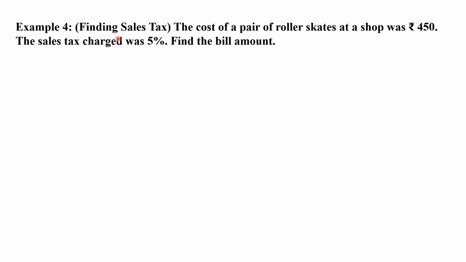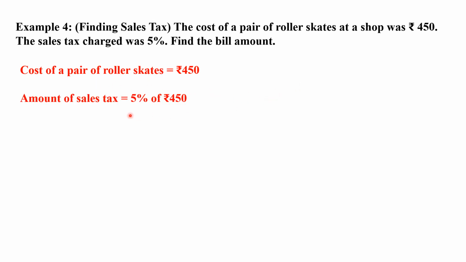Whenever you are finding the sales tax, that value will get added to the original cost of the item. So first we will find out the amount of tax which we have to add to the original cost of the item. The cost of the pair of roller skates is 450 rupees and the amount of sales tax is 5% of 450 rupees. When I solve it, we'll see what value I get for the sales tax.